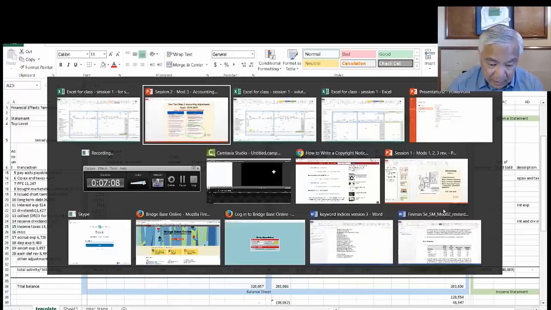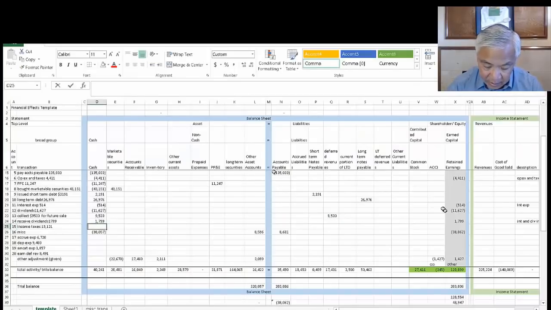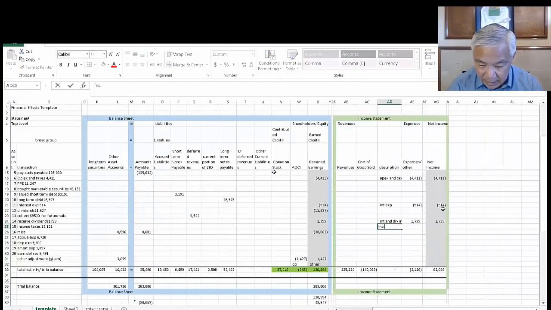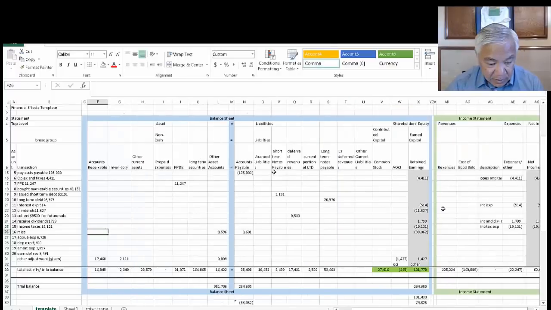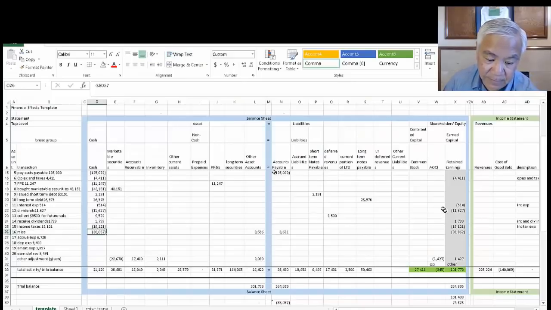That was 14. Number 15 is we paid 19,121 cash for income tax. Cash goes down, negative 19,121, and the expense is income tax expense, negative 19,121. Number 16 were miscellaneous transactions, which I just posted here. They were given to us, and they're more detailed than necessary for this point of our learning.